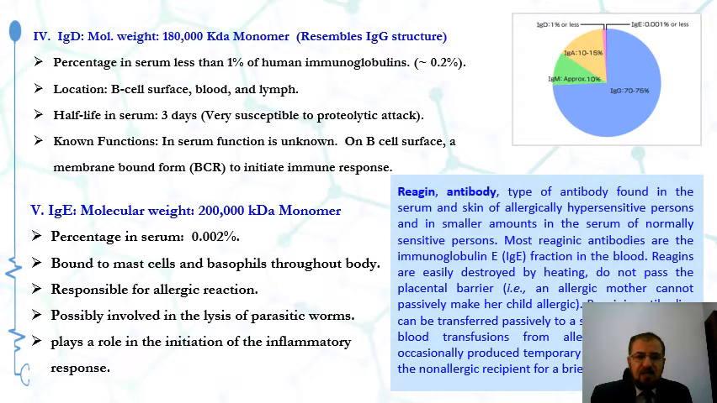The IgE antibody can bind by the Fc portion to the mast cells and the basophils in the body, and it is responsible for allergic reactions and the initiation of inflammatory reactions in the body because of its ability to bind to the mast cells and the basophils, allowing those cells to secrete mediators like histamines, leukotrienes, heparins, chemotactic factors, cytokines, and all those types of mediators. Sometimes it is also involved in lysis of parasitic worms.